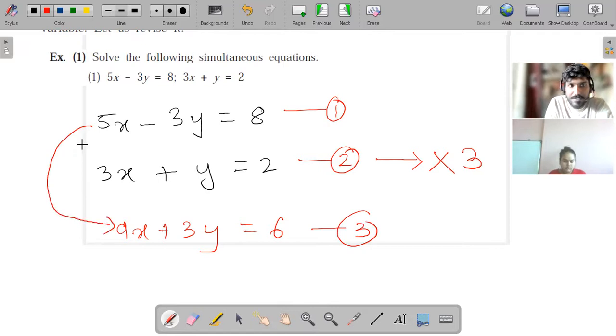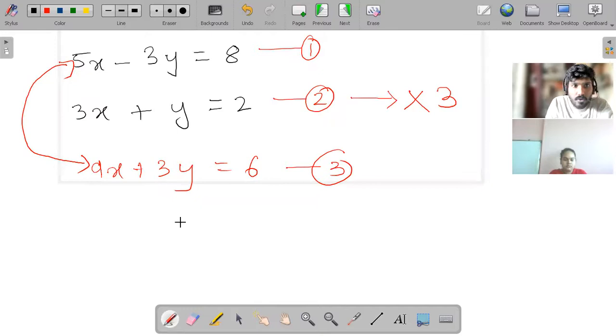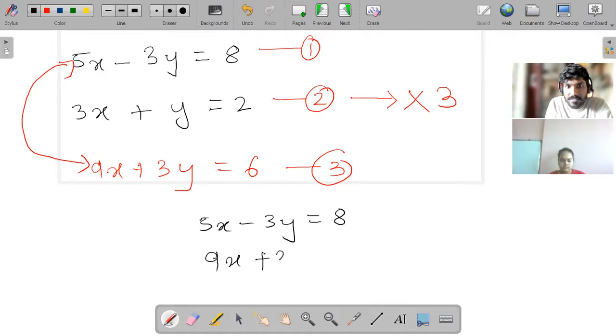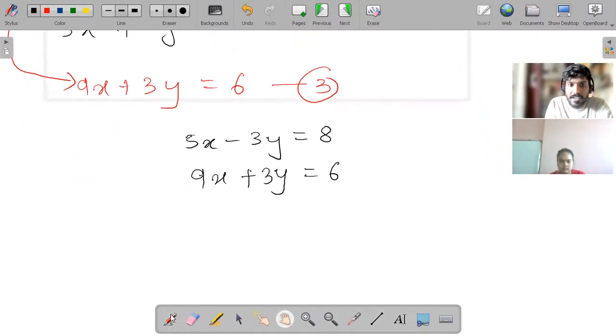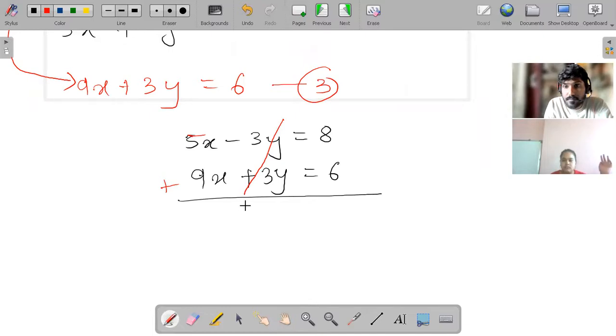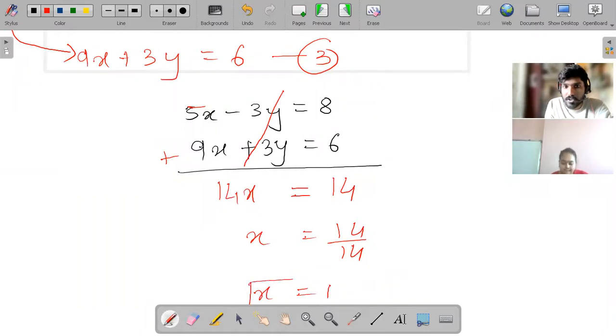Now you use your first and the third equation. So 5x minus 3y equal to 8 and 9x plus 3y equal to 6. Now you know what will get cancelled. So minus 3y plus 3y cancelled. 5 plus 9 is how much? 14. So here I'll write 14x equal to 8 plus 6. So 14x is equal to 14. So x will be equal to 14 upon 14, that is 1. So you got the value of x as 1.